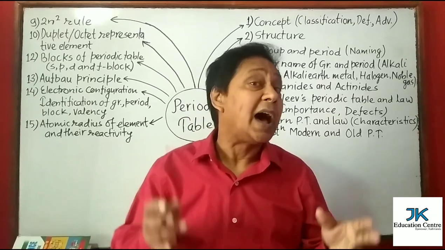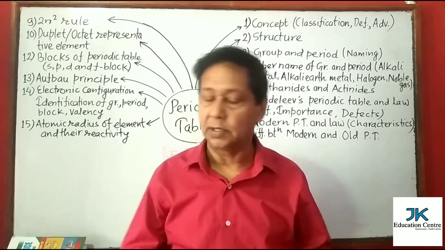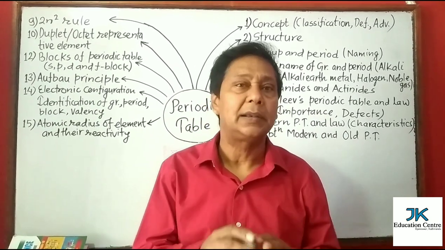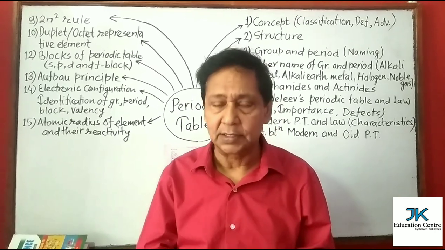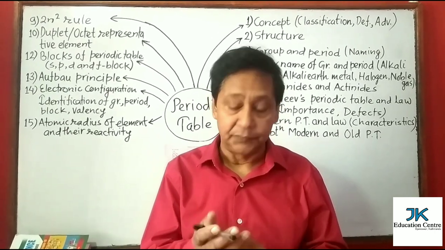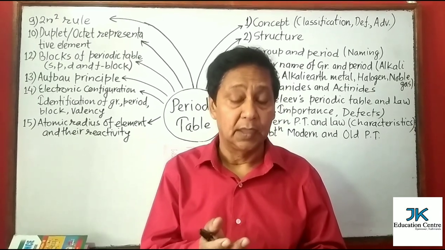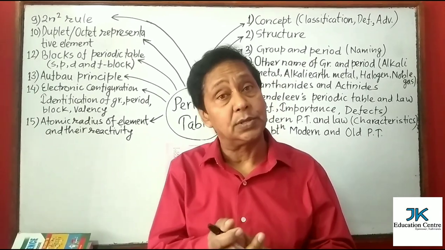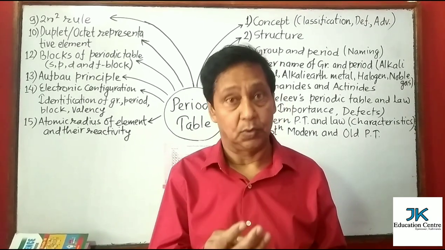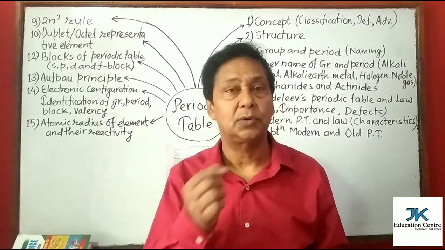Some of the groups are named differently also. Now, instead of saying 1A, 2A, 3A, 4A, or 1B, 2B, 3B, 4B, they are named something different than this. I want to tell these groups, just like alkali metal, alkali earth metal, and then halogens and noble gas. There are 4 groups which are named differently, and I want to tell them.